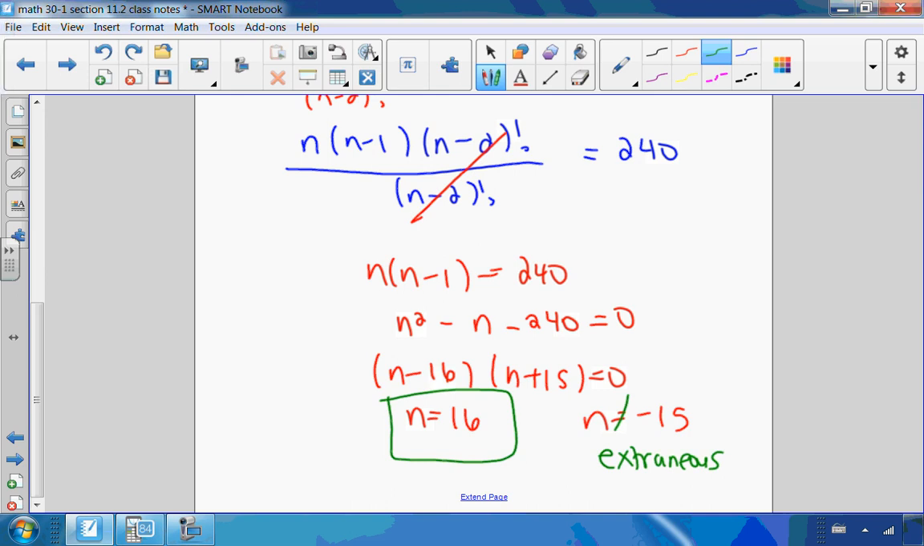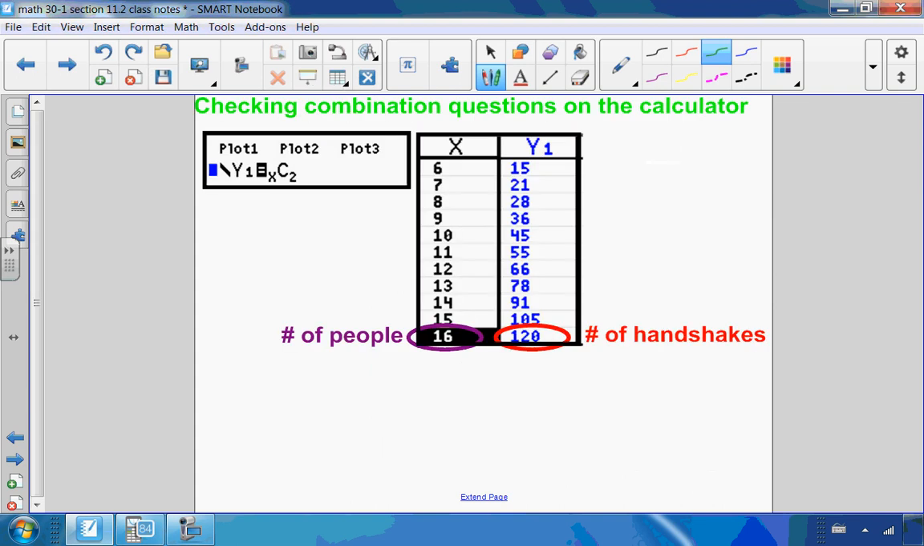Now, of course, I can check this on the calculator, and I'll show you that like this. I was trying to solve nC2 equals 120. First of all, I can go straight into the table because it is a number of people, so I know it would be a whole number. I went in the table and scrolled down until I found 120, which was the number of handshakes. And I saw that there were 16 people at the meeting. So I know I did that correctly.